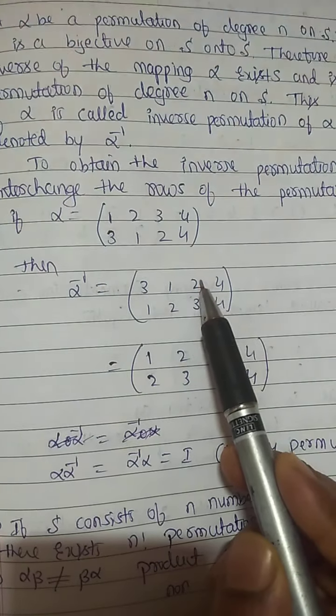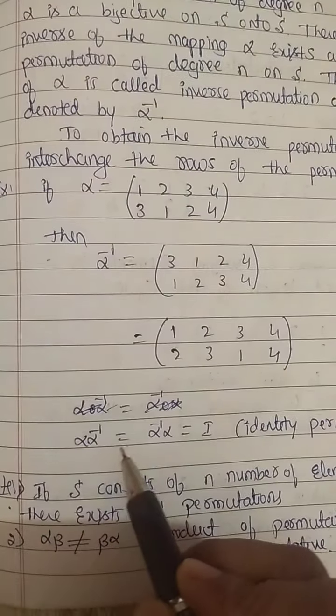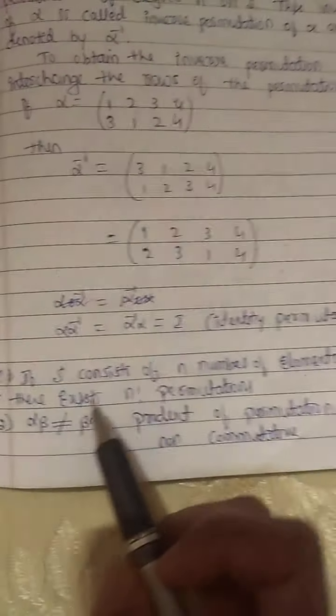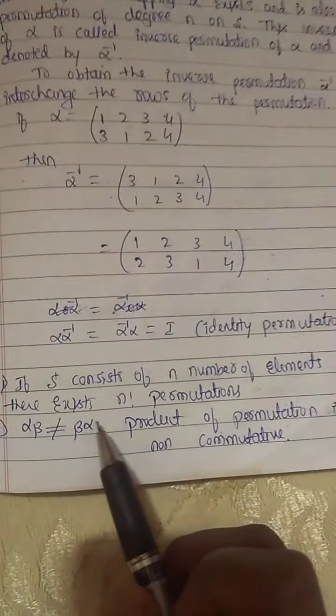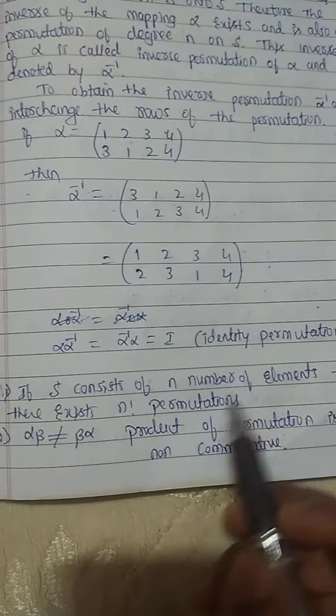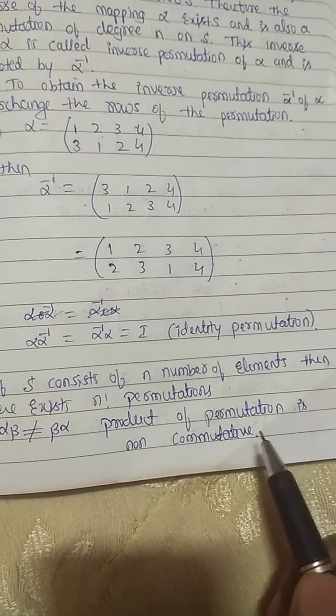1, 2, 3, 4, just rearranged. Alpha into alpha inverse equals alpha inverse into alpha equals I. This is the identity permutation. Note, if S consists of n elements, then there exist n factorial permutations. If alpha beta is not equal to beta alpha, the product of permutations is non-commutative.